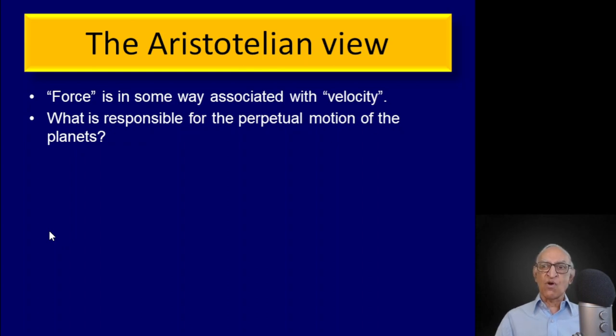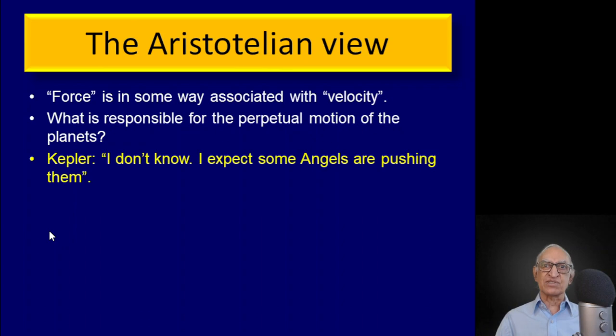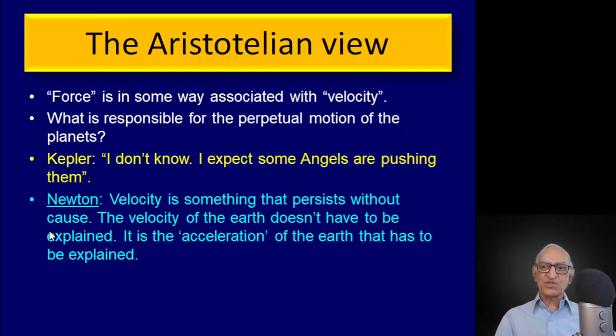For example, what is responsible for the perpetual motion of the planets around the sun? When Kepler was asked this question, he is supposed to have replied, "I don't know. I expect some angels are pushing the planets." Now, this is what Newton said. According to Newton, velocity is something that persists without any cause. The velocity of the Earth does not have to be explained. It is the acceleration of the Earth that has to be explained.